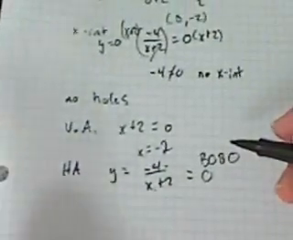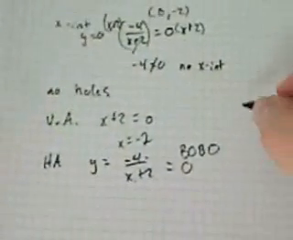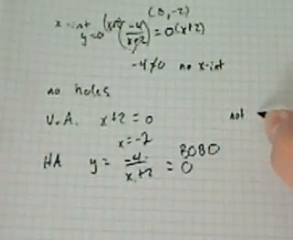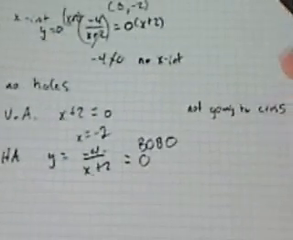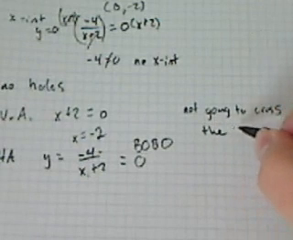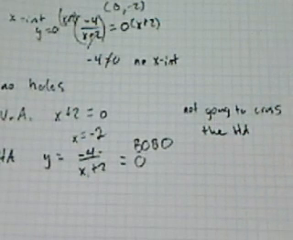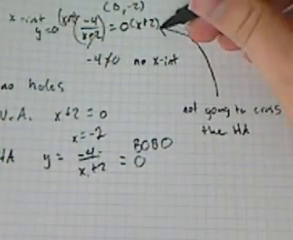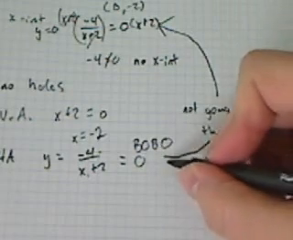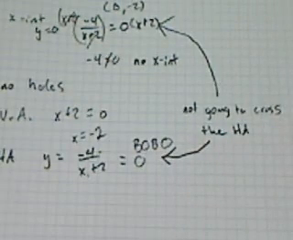And likewise, we're also going to be able to tell that it's not going to cross the horizontal asymptote ever. The way we know it's not going to cross the horizontal asymptote is we've already tried to set the equation equal to 0 and solve. Okay, we got a false statement. It's not going to cross that horizontal asymptote.